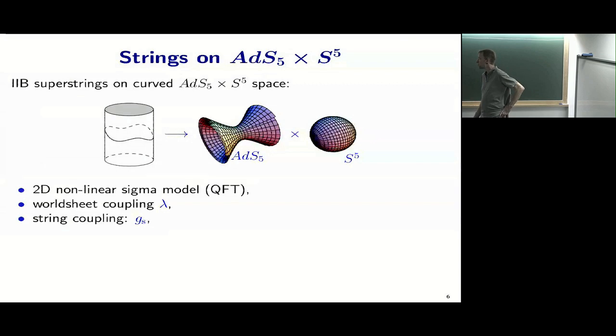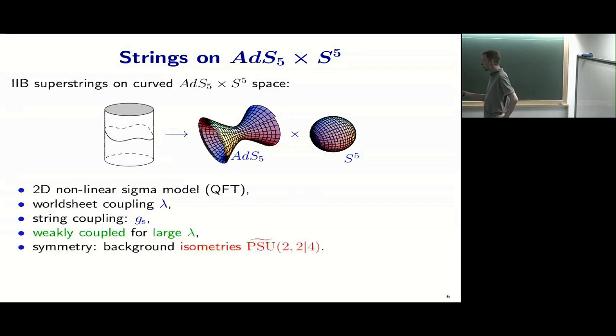It has two coupling constants, the worldsheet coupling, which sits in front of the action, and also the string coupling, which is perhaps not so relevant in this talk. It is weakly coupled for large lambda. That's just the way we define this worldsheet coupling lambda. And the symmetries are basically the isometries of this background space. So for S5, this would be rotations in 6 dimensions. Similarly for AdS5, then some supersymmetries, and altogether this forms a Lie superalgebra PSU(2,2|4).